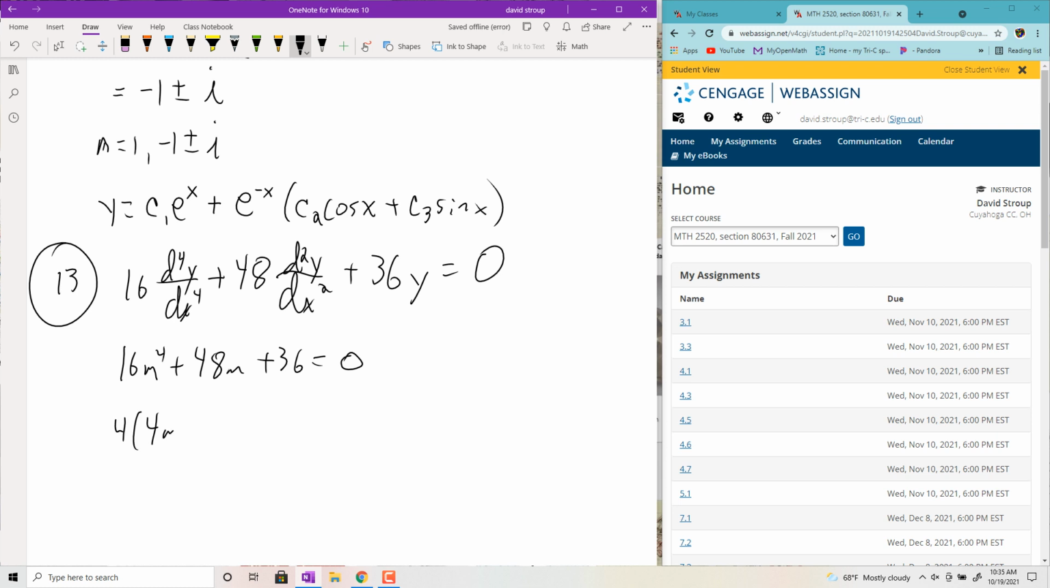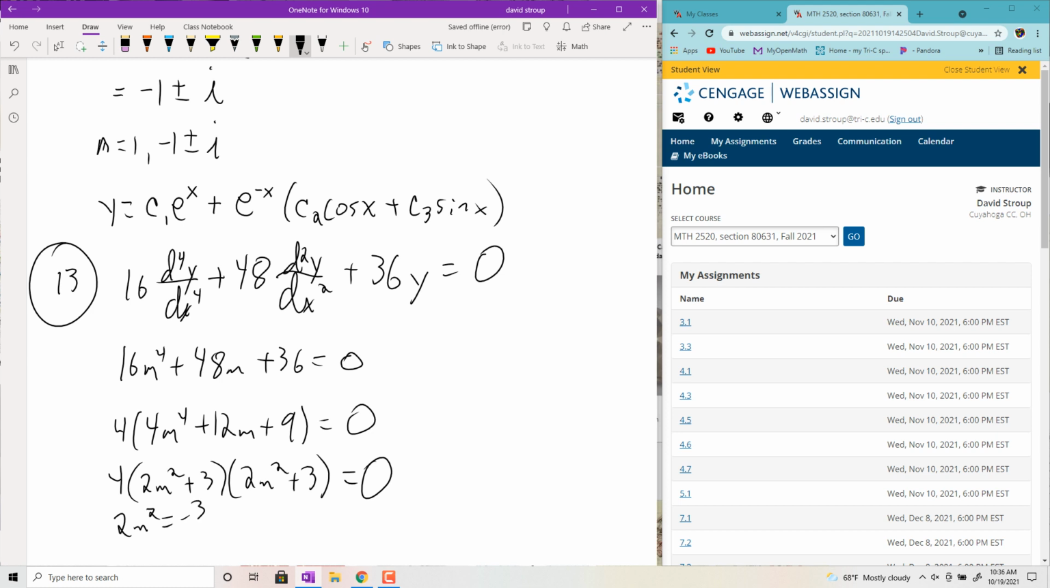Let's make it a little easier on ourselves. And then that looks like a perfect square trinomial, or in this case a perfect 4th trinomial. So 2m squared plus 3 times 2m squared plus 3. So you're going to have a repeated imaginary root. Anyways, 2m squared equals negative 3. Then m squared equals negative 3 halves. Then m equals plus or minus the square root of 3 halves i. Let's rationalize. So plus or minus root 6 all over 2i.